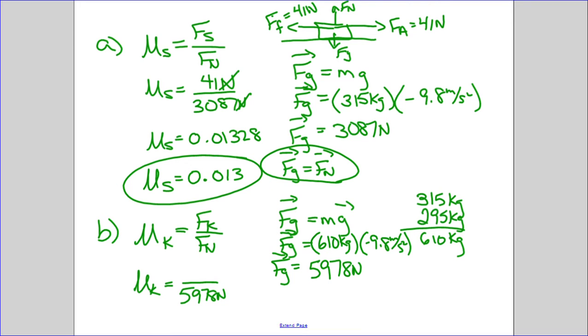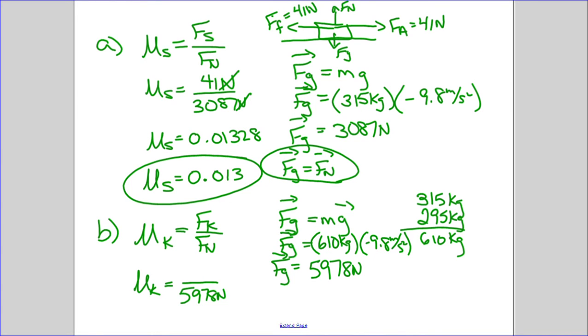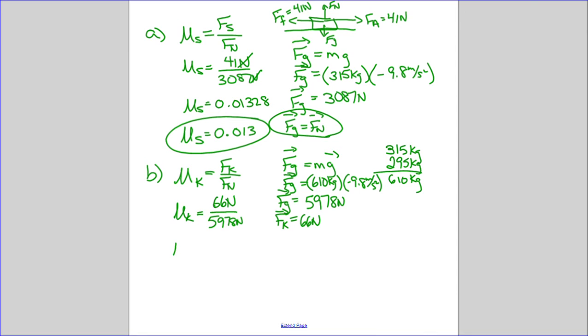5,978 newtons. Now, for a kinetic friction force, if I read the problem again, it says after the sled has traveled for almost 15 meters, all 4 people jump in and the sled experiences a kinetic friction of magnitude 66 newtons. So it tells me what the kinetic friction is. So Fk, in this case, is just equal to 66 newtons. And so I can calculate the coefficient of kinetic friction, which would just work out to 2 significant digits to be 0.011.